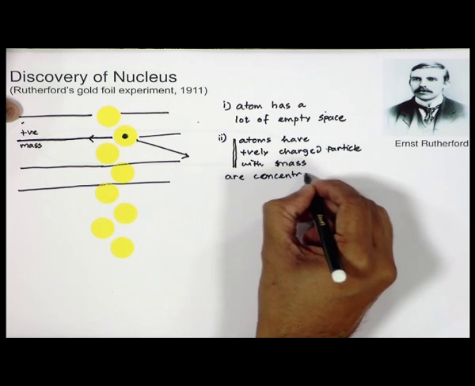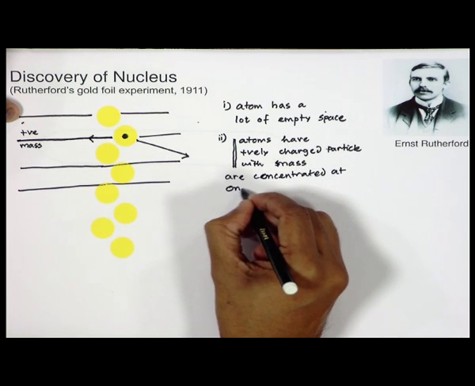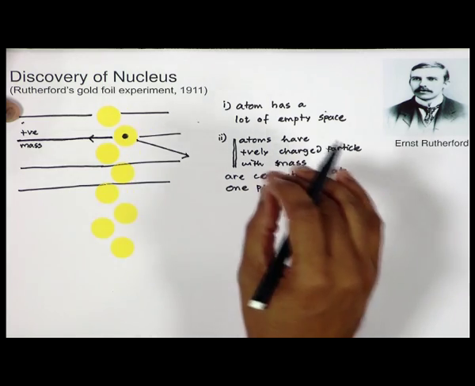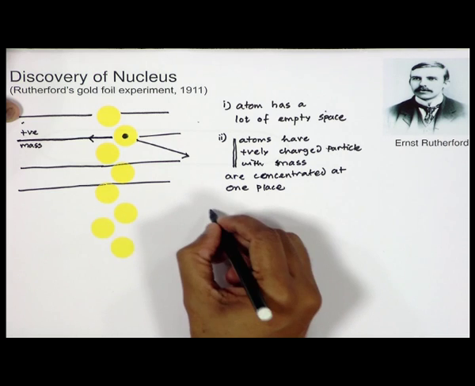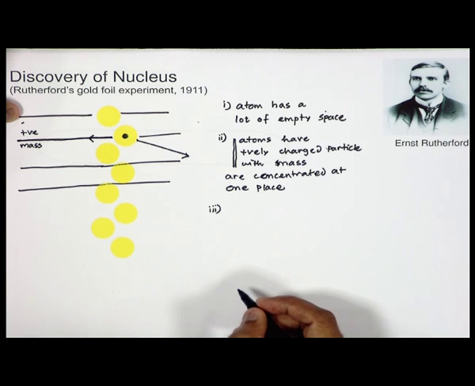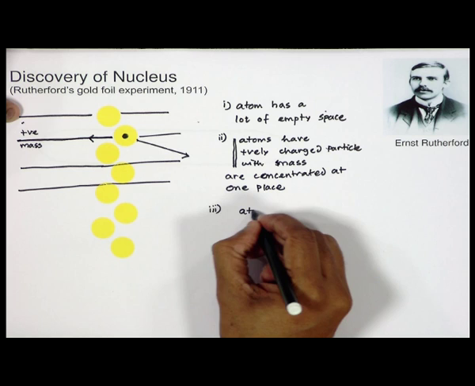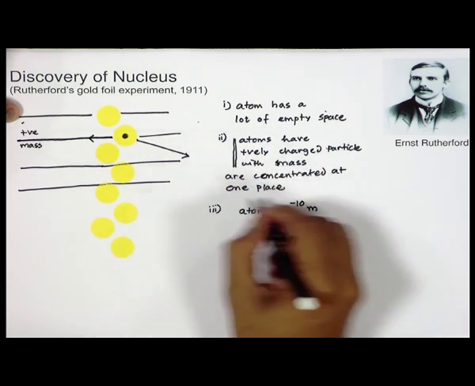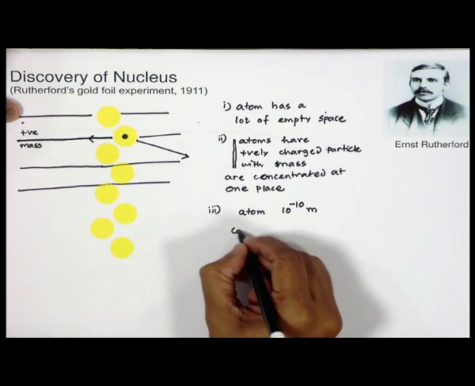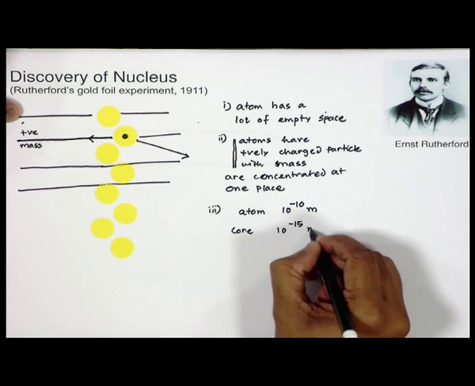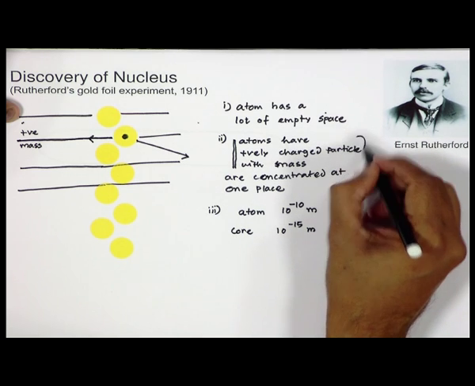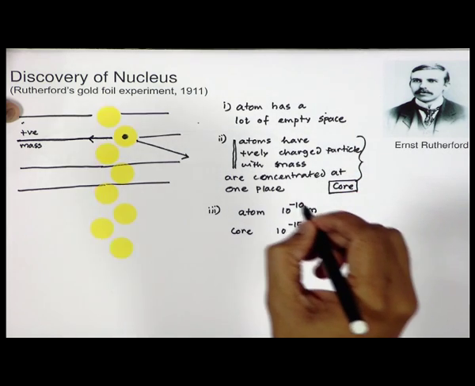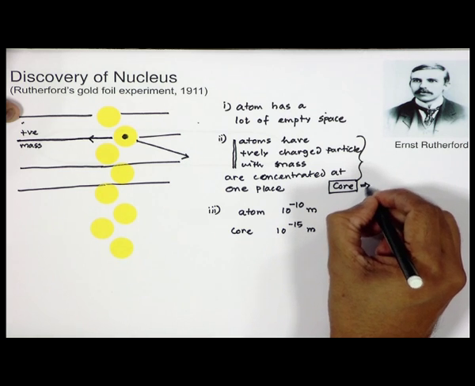concentrated at one place. Only when the alpha particles hit this particular place where the charge and mass are concentrated, you see this bouncing back. By carrying out this experiment several times, he concluded that, since by then it was known that a typical atom had the size of 10 to the power minus 10 meter, this positively charged core with mass must have the size of 10 to the power minus 15 meter. This core, where all the mass and the charge are concentrated, was called the nucleus.